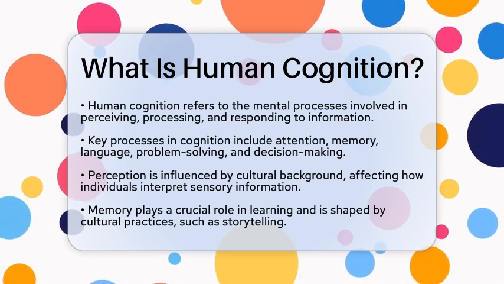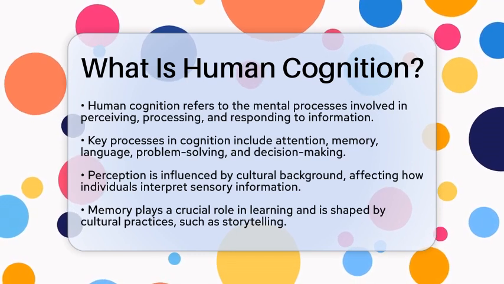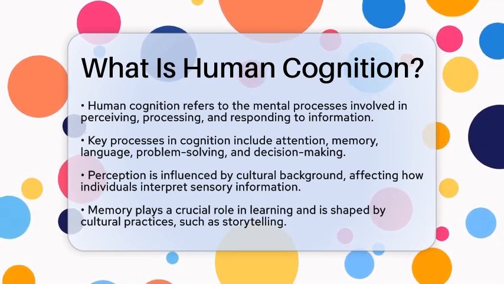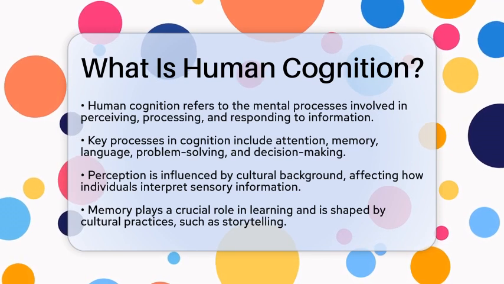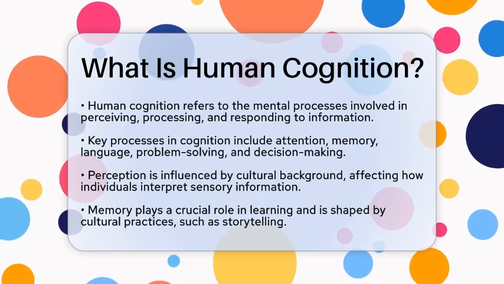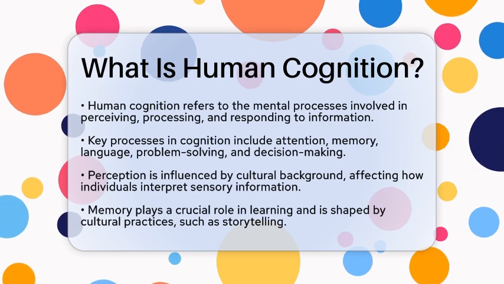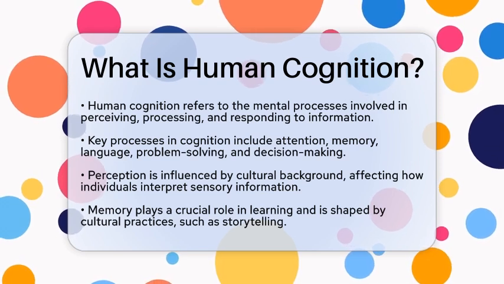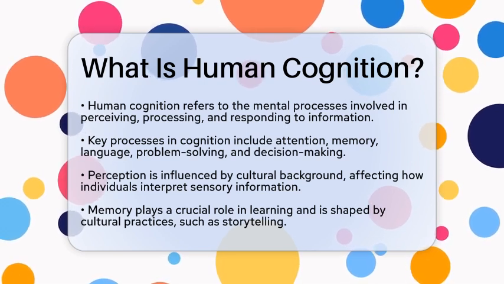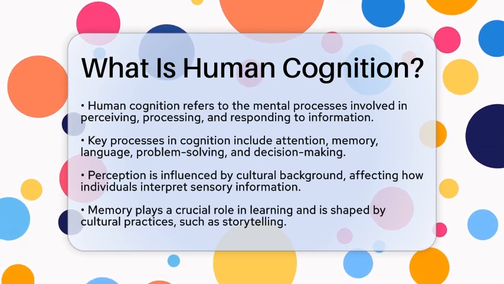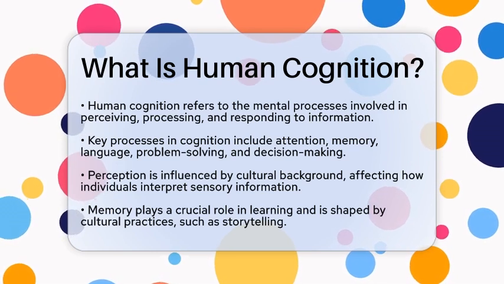First, perception is how we interpret sensory information. Our cultural background can greatly influence how we see the world. For example, some cultures may focus more on colors, while others might emphasize shapes or sounds. This shows that perception is not just a biological function but also a cultural one.